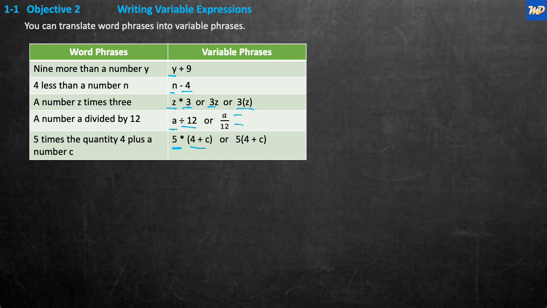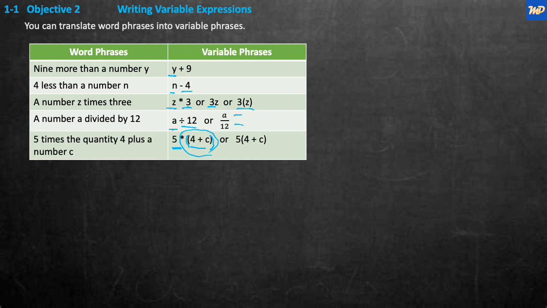4 plus a number c. In order to do that, though, since they've said it in two statements, 5 times a quantity, we put the parentheses around it so that we know that this quantity stays together like this. So it's 5 times everything inside this quantity.